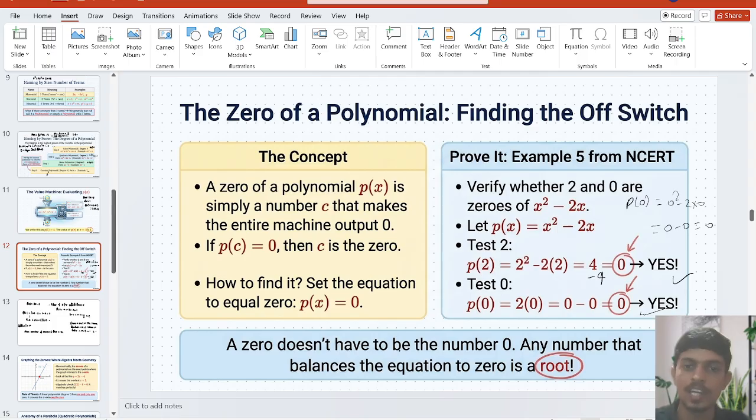A zero does not have to be the number 0. Zero means not the number 0. Zero means all the possible values of x which satisfy P(x) equal to 0. Any number that makes the equation 0 is a root, and it is also known as the root of the polynomial. Okay, so let's begin next.